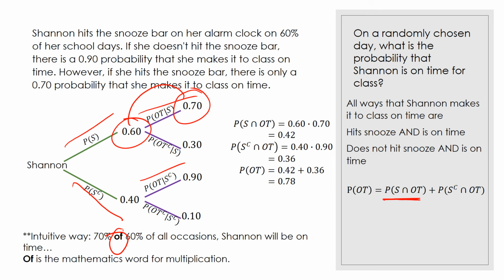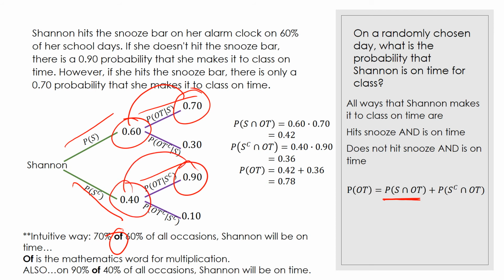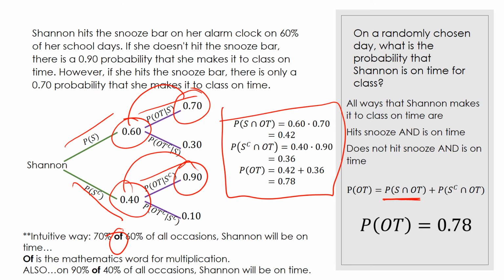Why is that word important? Of is the mathematics word for multiplication. And that tells me to multiply down those branches. So I look at all of the different ways in which she can be on time. Well, on 70% of 60% of the occasions, she's going to be on time, as well as following this branch, she's on time. On 90% of 40% of all occasions, Shannon will also be on time. Same idea, just a little different thought process to get me to this same process of multiplying down the appropriate branches and adding them together. And that's how we work with a tree diagram. One way or the other, we see that Shannon is on time on any randomly selected day 78% of the time.